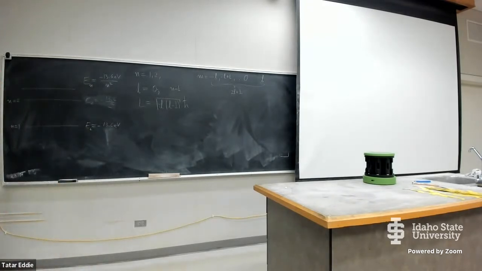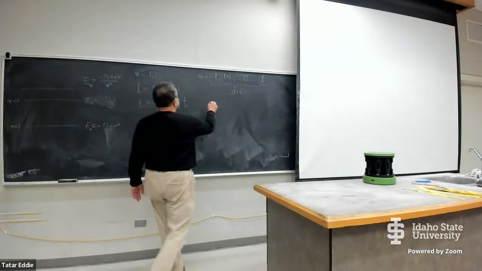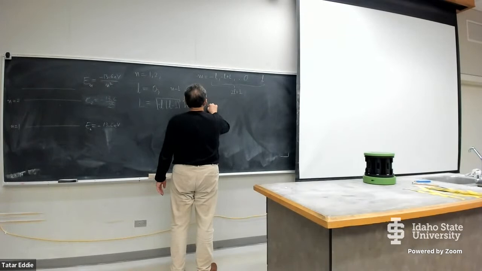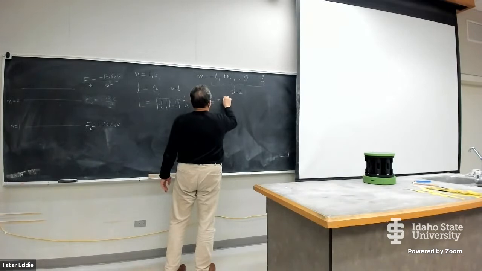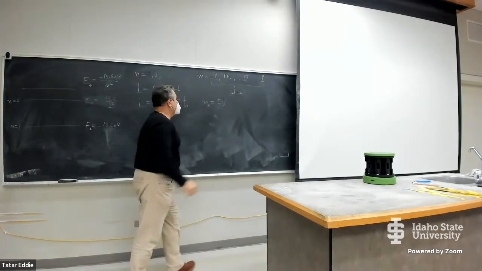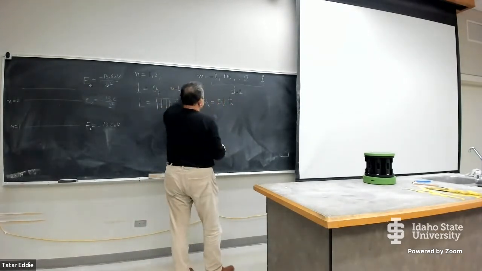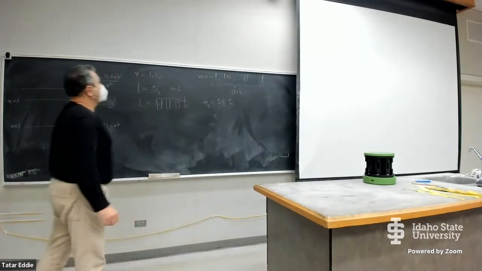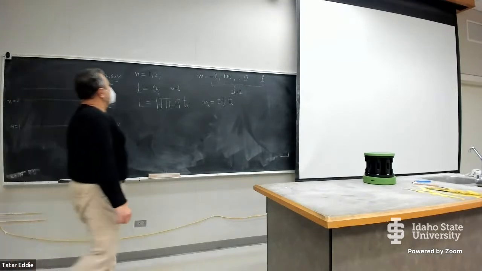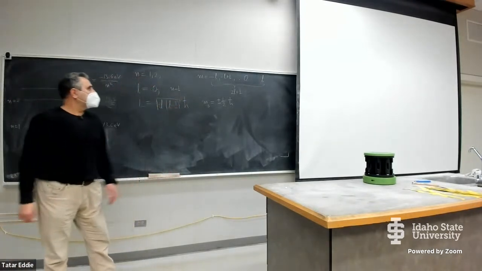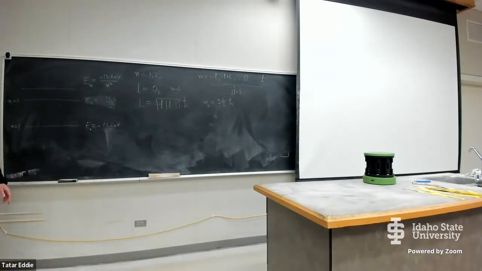And finally, the fourth quantum number needed to describe the state of an electron in an atom is called spin quantum number, MS. And it has either a value plus 1/2 or value minus 1/2 in units of h bar. And that's pretty much it. Well, the magnetic quantum number also is in units of h bar, but let's leave it like this.